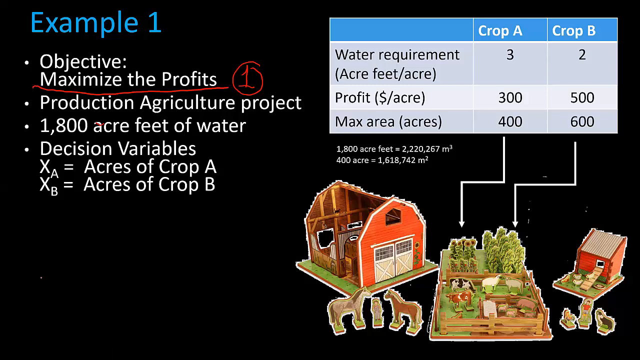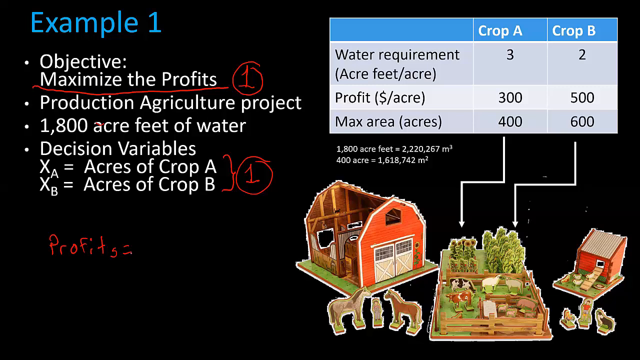Now, we have identified our objective function and our decision variables. Step number 2 is to define the objective function, pretty much write the equation. So how can we write an equation? What will be the equation for the profits? Let's write down here profits. How can we estimate the profits?